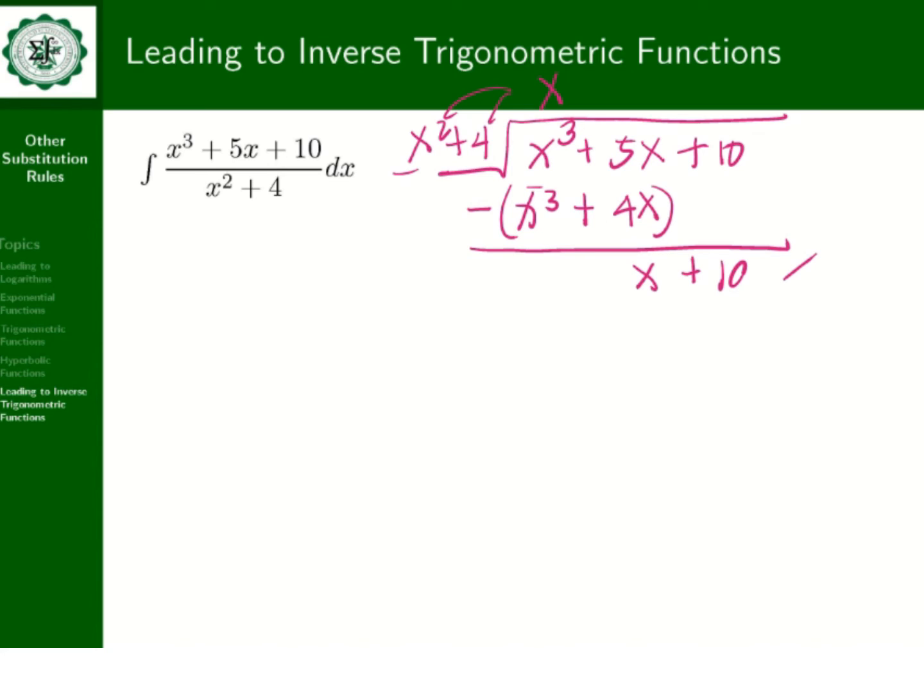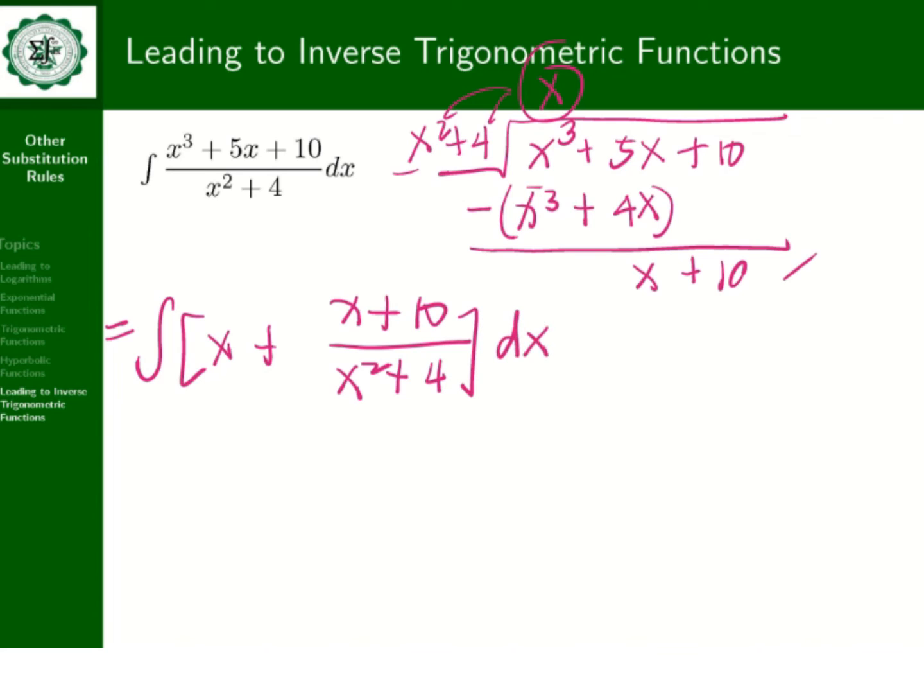We are now going to write our given in the form quotient plus remainder. So our given will now take the form integral of x, that is our quotient, and then our remainder is x plus 10 over x squared plus 4, then dx. Further, we will be separating this into terms and solving them separately. So we have the integral of x dx. We'll do the same thing for x plus 10.